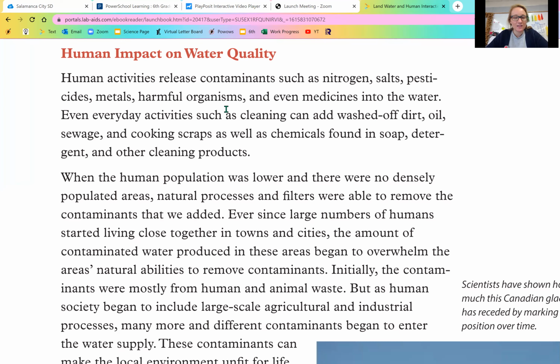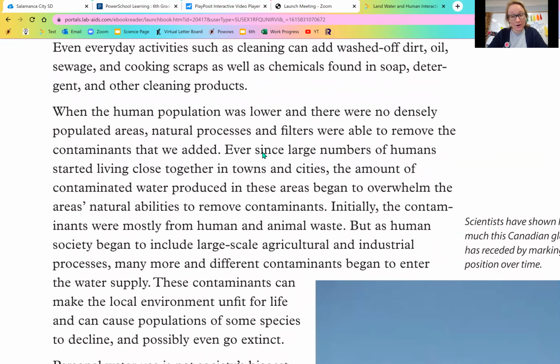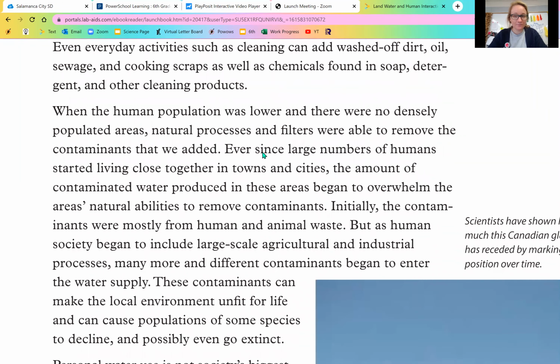Even everyday activities such as cleaning can add washed off dirt, oil, sewage, and cooking scraps, as well as chemicals found in soap, detergent, and other cleaning products. We actually talked about that: soap from car washes. Although we think of soap as being clean, it's not completely clean because there are chemicals in it. So that getting through the drains into the water is not the best.